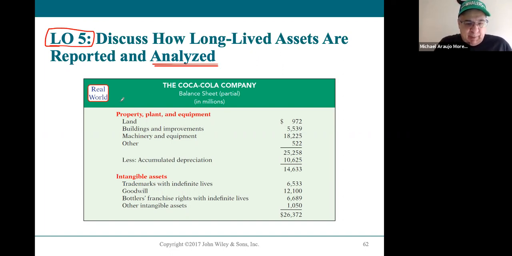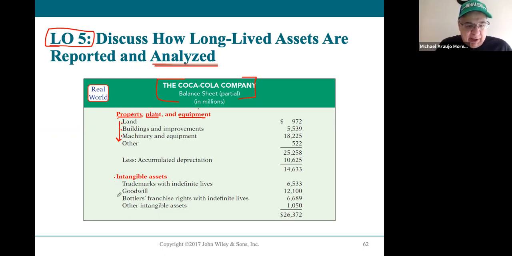First, you know how property, plant, and equipment and intangible assets are shown on your balance sheet, right? These are specific classifications of assets. Notice that for property, plant, and equipment, this is usually how it goes. Land is going to be listed first. Buildings is usually listed second, because a building is a plant. And machinery is equipment. So just like it says property, plant, and equipment, that's usually how it's listed on the balance sheet.